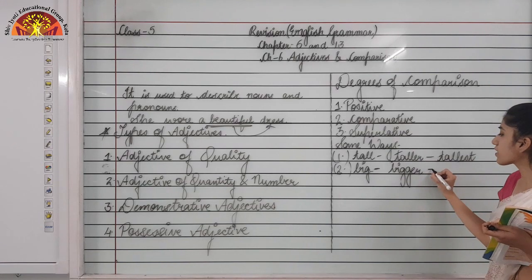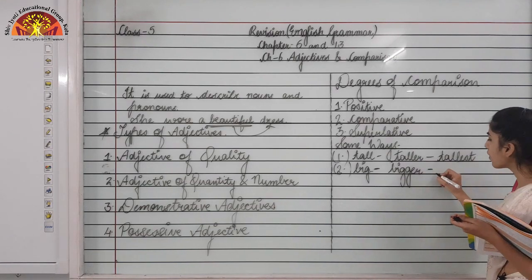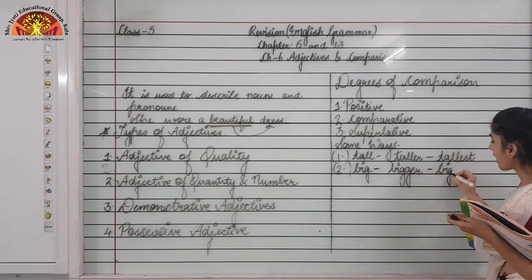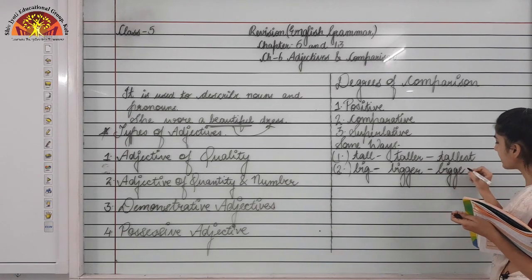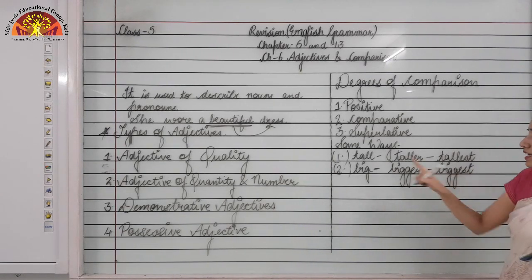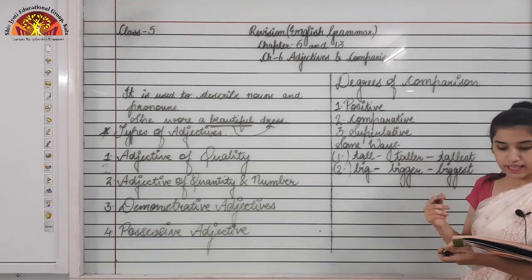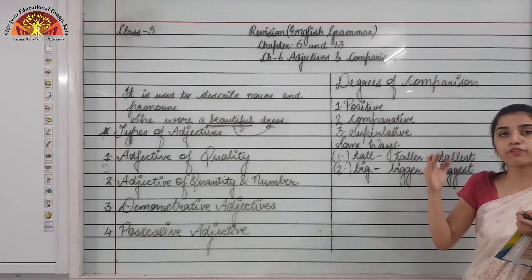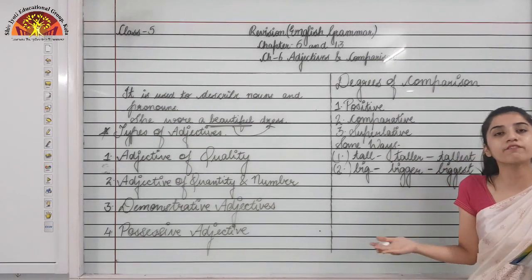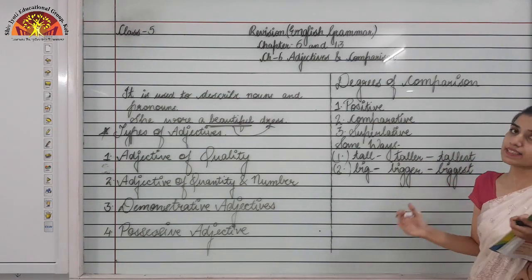The same goes with the superlative degree also. B-I-G, and one more G I need to add, and then E-S-T. So big, bigger and biggest. Now moving to the third rule, that is the words that end with Y. We have to replace Y with I, and then we have to add ER and EST.